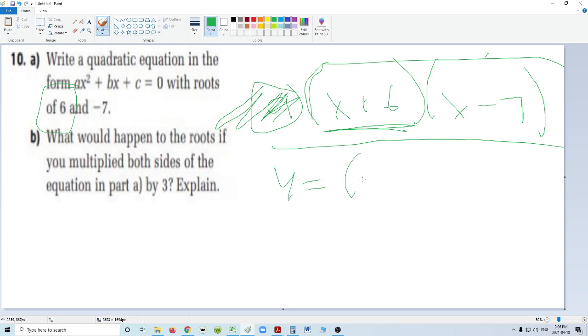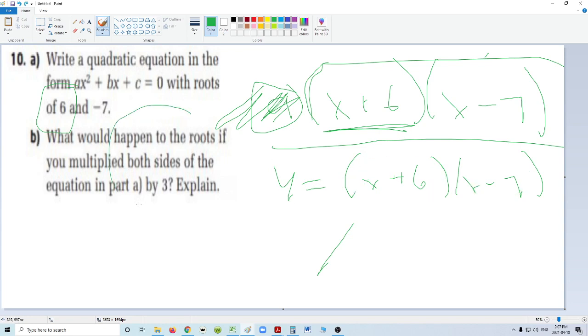y is equal to x plus 6 and x minus 7. And that is because when x is minus 6, this becomes 0, so y would be 0. And if x was positive 7, y is equal to 0. Notice that the x-intercepts are the opposite of the roots. And I believe I got it right now.